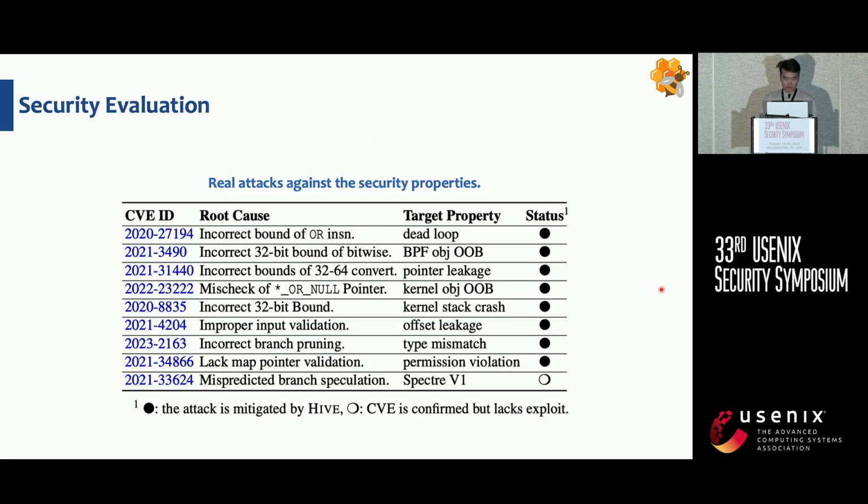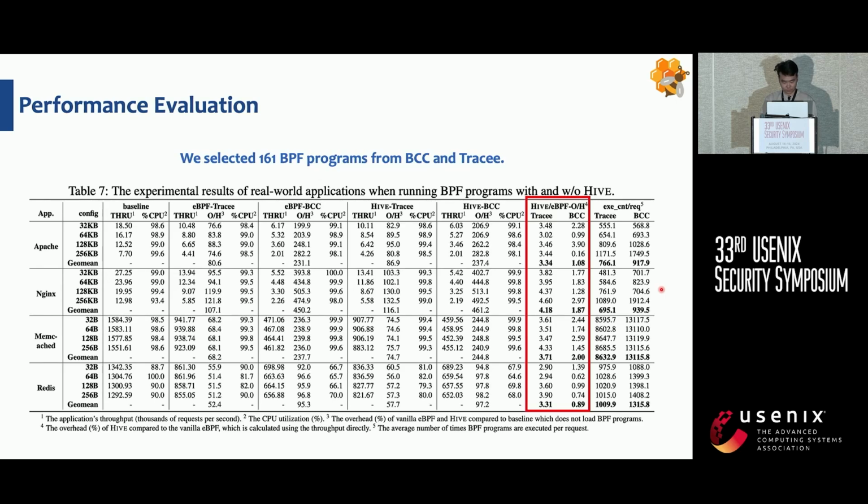So our evaluation contains 3 parts. We first conducted attacks against the security properties, and these attacks are mitigated by us. Second, we load over 100 BPF programs into the kernel and run some real-world applications like Nginx and Redis to measure the throughput slowdown of vanilla eBPF and HIVE. You can see HIVE is very efficient. It brings less than 5% throughput slowdown.